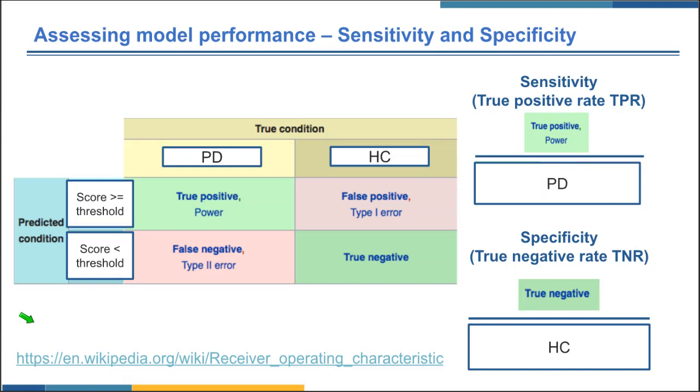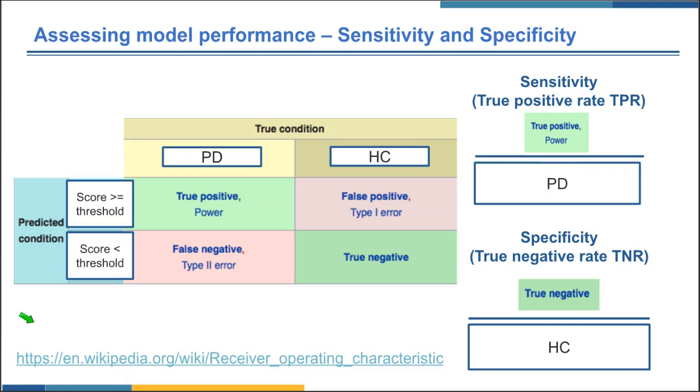If you're healthy, but your score for some reason is really high and higher than the threshold, so the model thinks you are a PD patient, that's a type 1 error. It's called false positive. Or if you really are a PD patient, but for some reason your risk score is really lower than the threshold, this is called false negative.